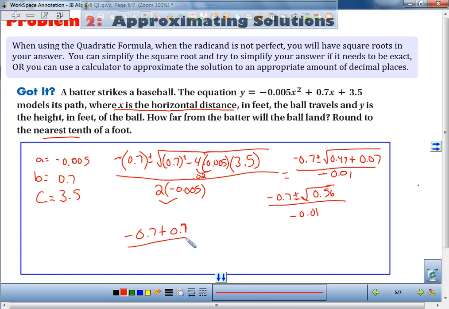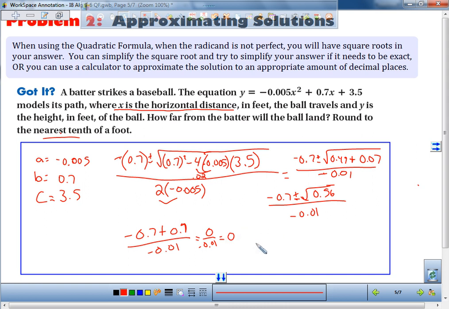Okay, over or divided by negative 0.01. Well, this is going to be easy because negative 0.7 plus 0.7 is going to be 0, and 0 divided by negative 0.01 is 0.